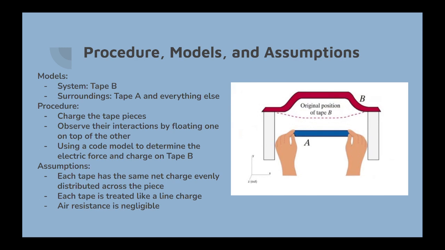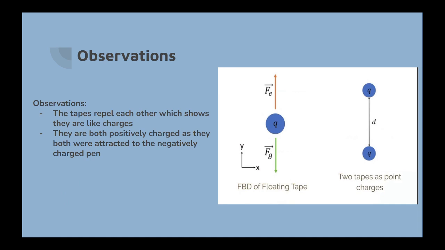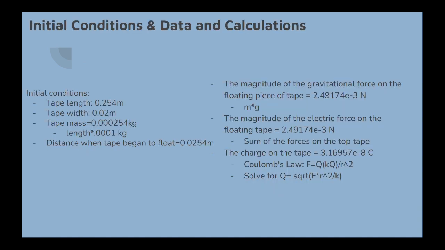Our observations were that the tapes repel, which shows they're like charges, and they're both positively charged, as they were both attracted to the negatively charged pen. Again, observations are the same as Lab 1. These are our initial conditions listed here: length, width, mass, and distance between the tapes. These are also some of the calculations we got from the code.